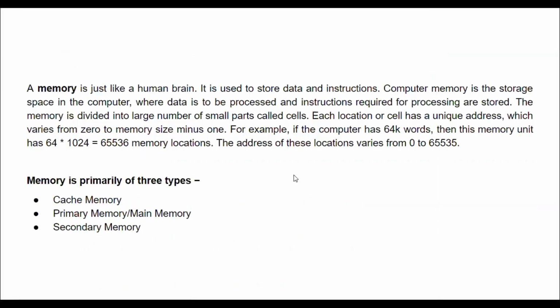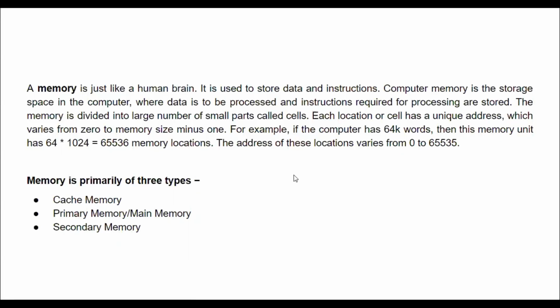So a memory is just like a human brain. It is used to store data and instructions. Computer memory is the storage space in the computer where data to be processed and instructions required for processing are stored. The memory is divided into a large number of small parts called cells. Each location or cell has a unique address which varies from 0 to memory size minus 1.